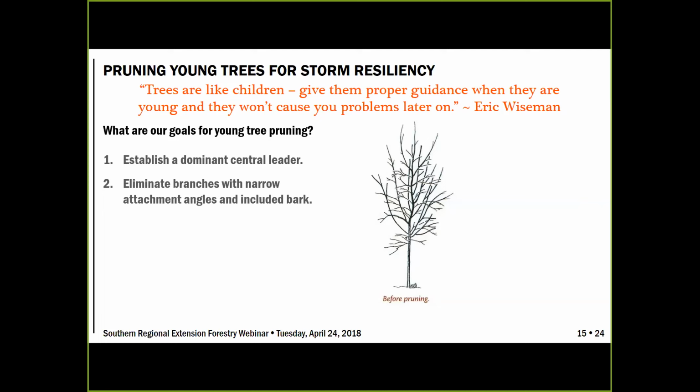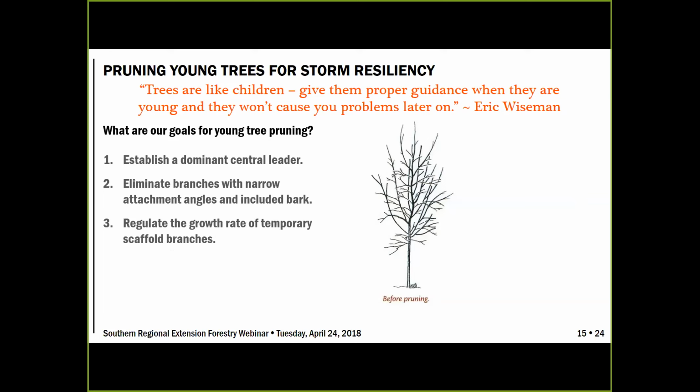Another goal or point of focus would be to eliminate branches with narrow attachment angles and included bark. We saw examples earlier of branch failures and stem failures associated with included bark. What we find is that when the attachment angle of the branch, in other words, the angle between the branch and the parent trunk on the upper side, is very narrow, this predisposes that branch, as it gets larger and the parent stem gets larger, to developing bark that is trapped between the two that will often incite either decay or cracking that will then weaken the branch attachment.